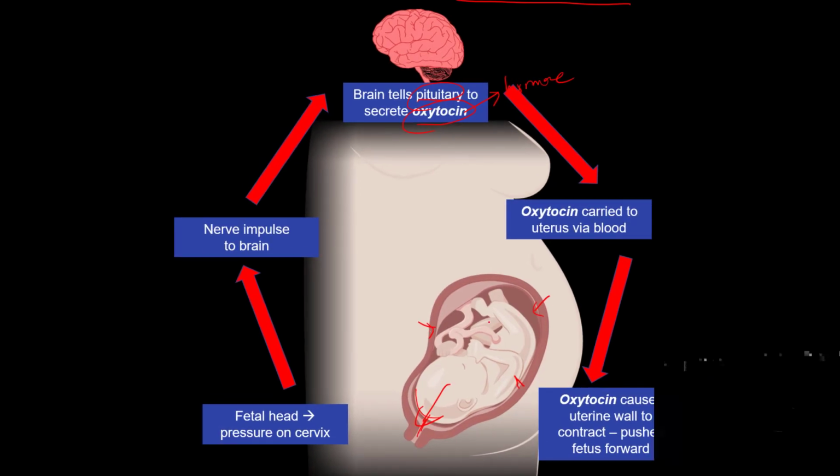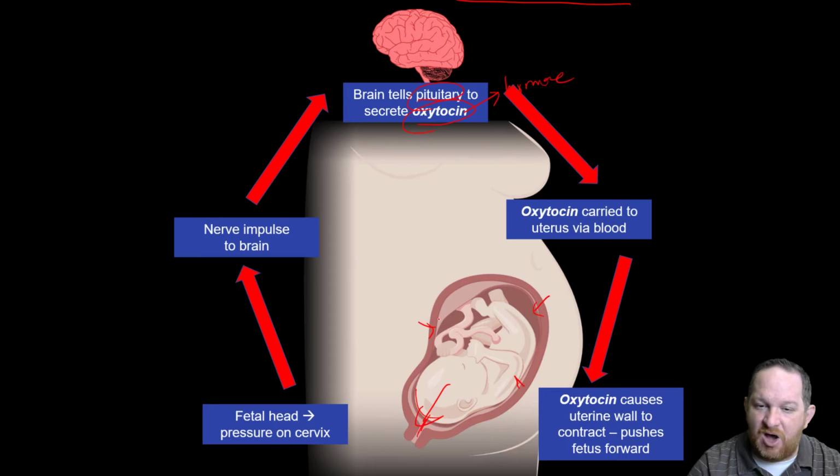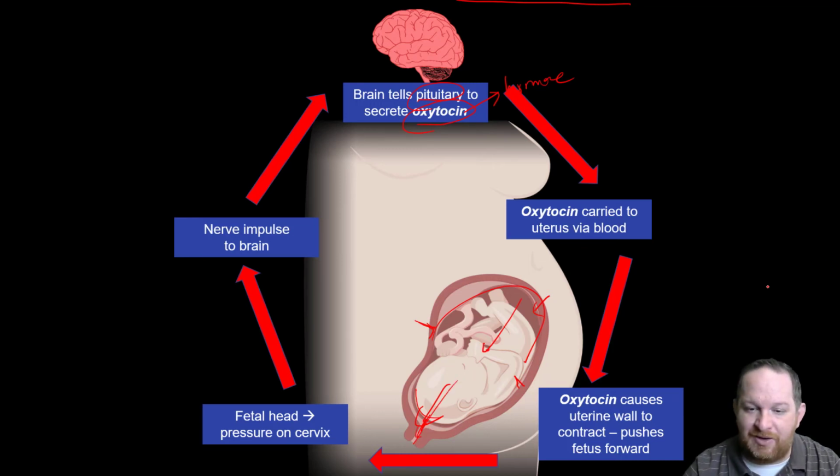So what happens is the oxytocin is now causing this uterine wall to compress, to contract, to really push the baby forward even more. Well, guess what happens? When these walls contract and start to push in on the baby, that means the baby's head is going to press even more on the cervix. And well, you guessed it, then the spiral continues. This is an important loop.